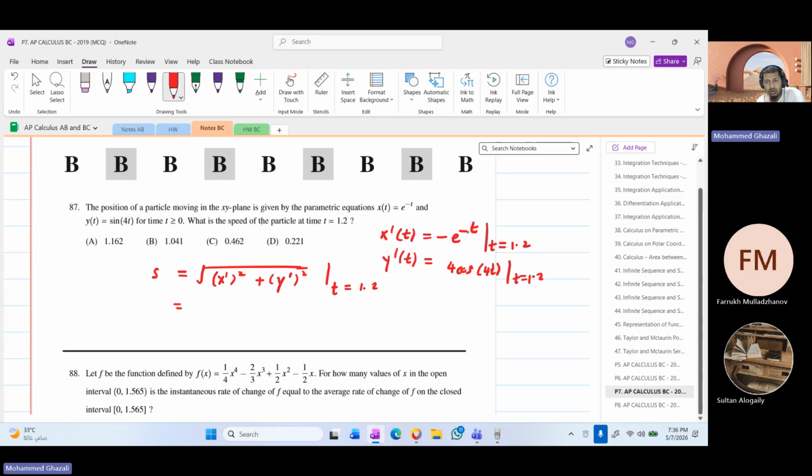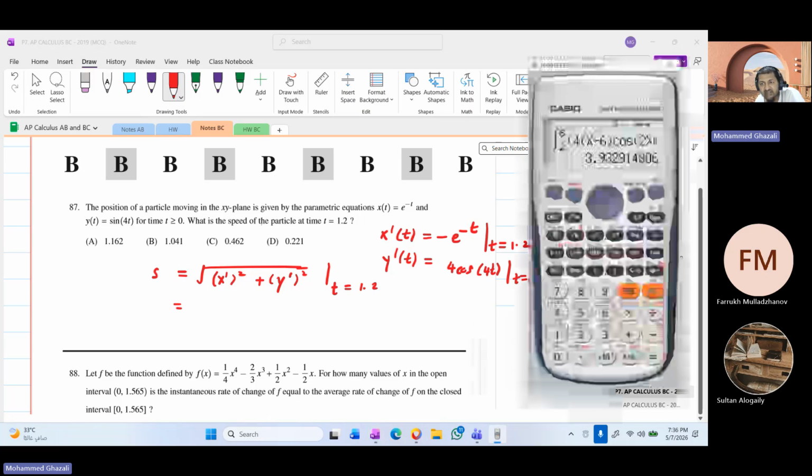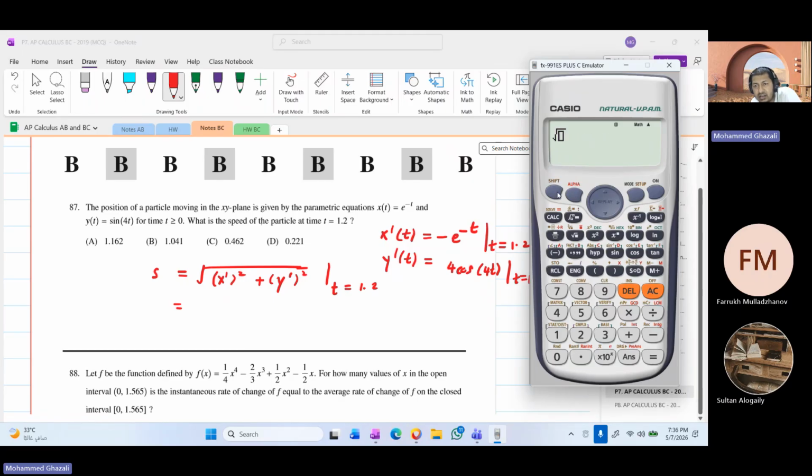So obviously you're going to get this answer, you're going to square it, you're going to get this answer, and you're going to square it and take the square root of it. Actually, you can do this whole thing in the calculator here. It's the square root, then d/dx, e to the power of negative x, evaluated at 1.2. Oh, we've got to square that as well. I got the answer, sir.